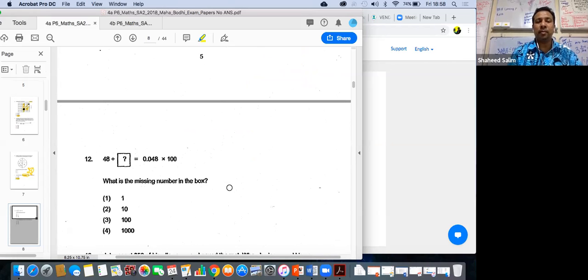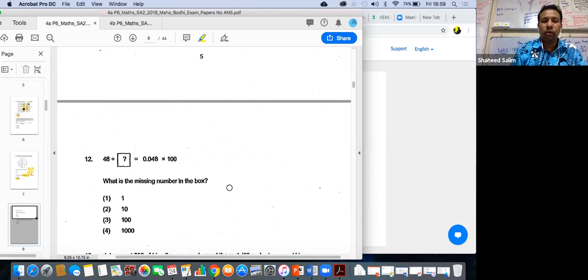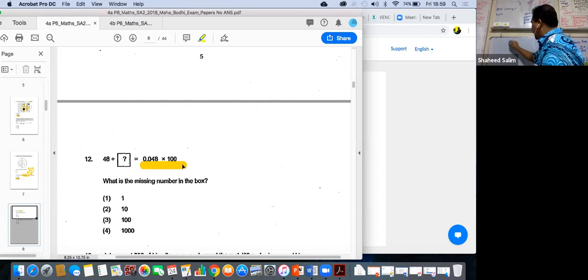What is the missing number in the box? Some say 4, some say 2. You've got to work this out first. What's the answer for this? Then you can shift the decimal place. Number 3, number 4. Okay, let us see now.